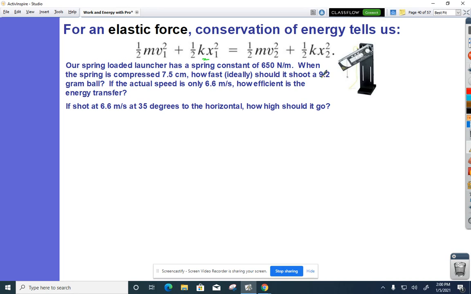Now, in this problem, we're also going to look at what we actually got. You might remember when we did this laboratory work early in the year, we actually got a speed of 6.6 meters per second. We're going to compare that as an actual value to the ideal, so we can talk a little bit about efficiency. And then finally, we're going to use that speed of 6.6 meters per second, 35 degrees, to try to figure out how high it should rise.